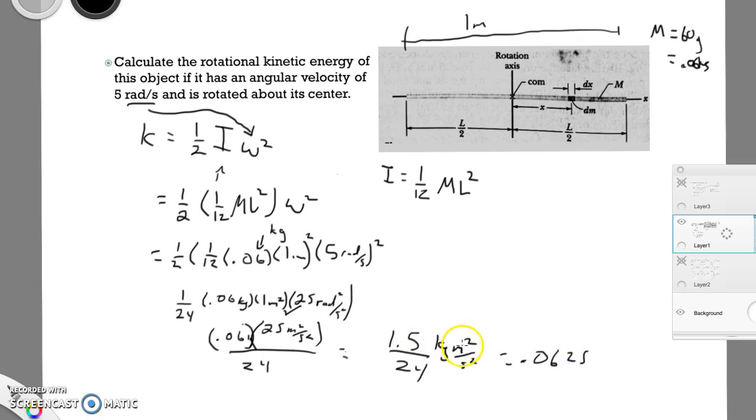And then a kilogram meter squared per second squared is a joule. Remember that a kilogram meter per second squared is equal to a newton. And so we get a newton times a meter, which is equal to a joule. So this is 0.0625 joules. Rotational kinetic energy.